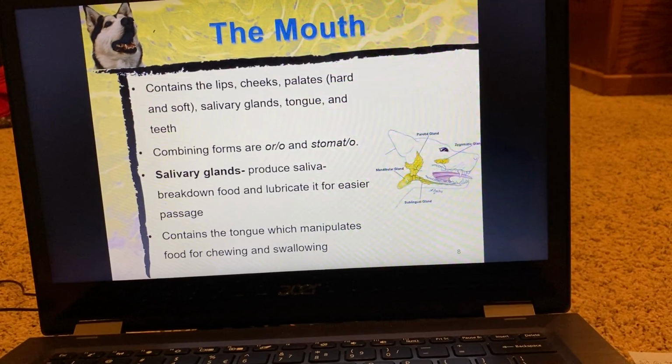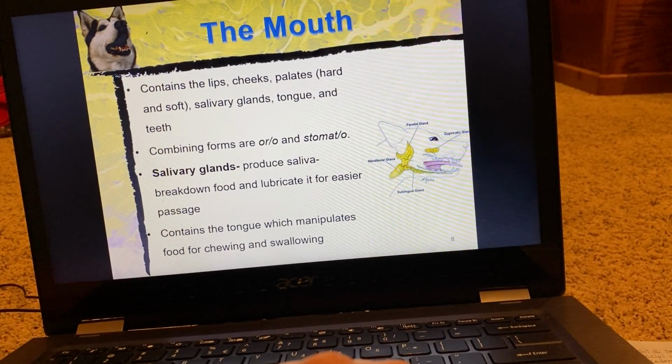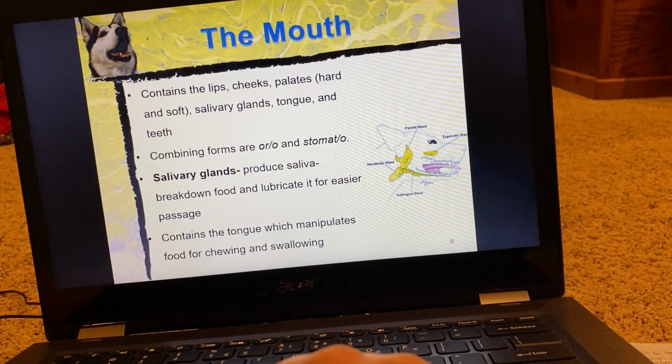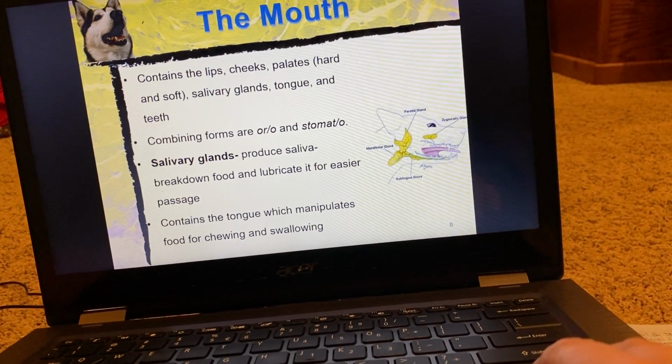The other thing that the tongue does is if you go ahead and picture swallowing, even when you swallow your saliva, your tongue actually pushes it towards the back of your throat so that you can swallow it.